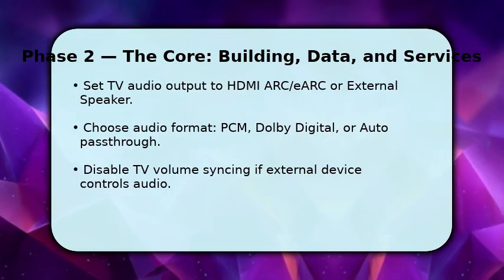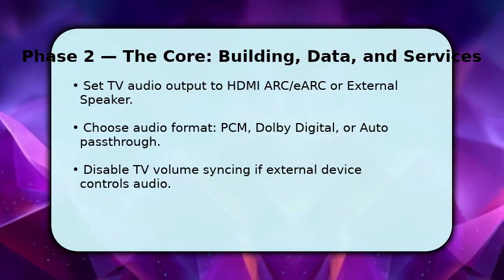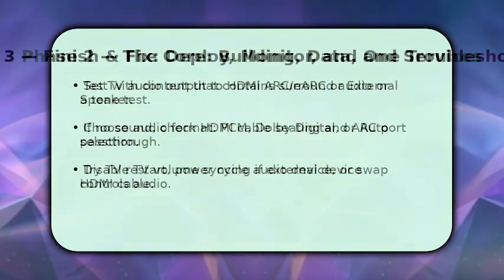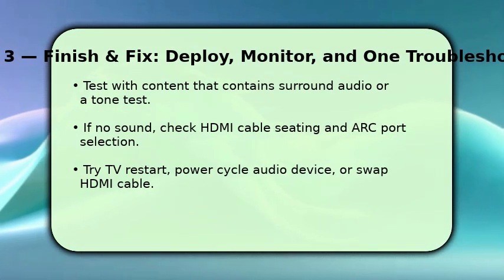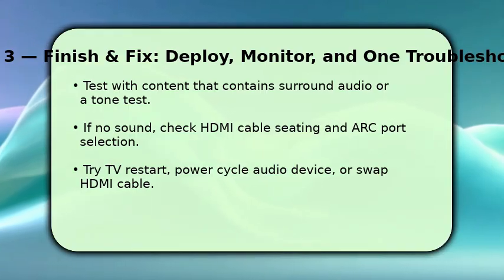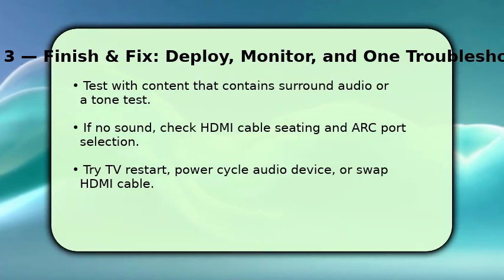Once these options are saved, allow the TV to reinitialize the HDMI handshake, so the correct channels and sample rates are negotiated. Finally, play test content with known audio channels or run the TV's tone test to confirm audio output. If you hear nothing, check cable seating and that HDMI is in the labeled ARC port. Sometimes a port swap breaks the handshake.